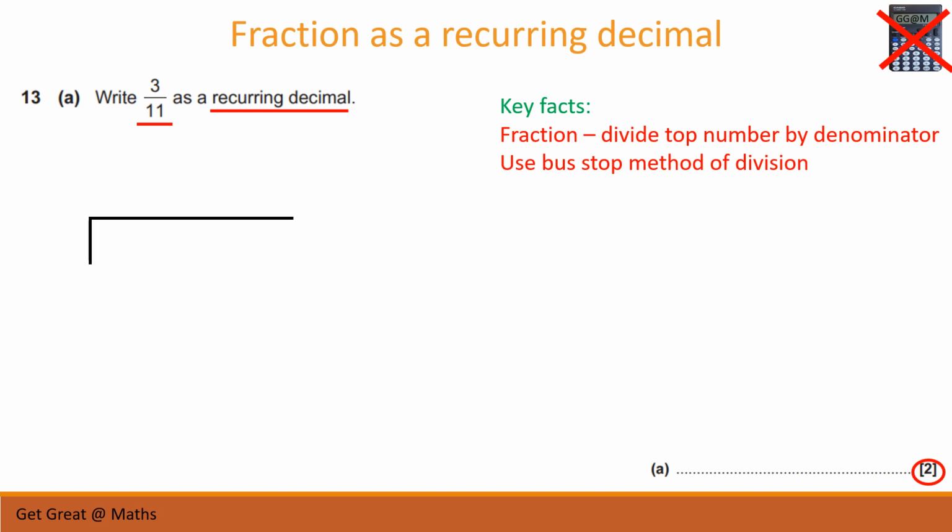So the bus stop method looks like this, where you have the number that you're dividing by at the front of a bus stop, and the number that you're going to divide into goes underneath. Now 3 is the same as 3.0000, and as many zeros as you like. I've just put 4 down just to see what happens. And we can add more later if we need to, or not have as many if we don't need to.